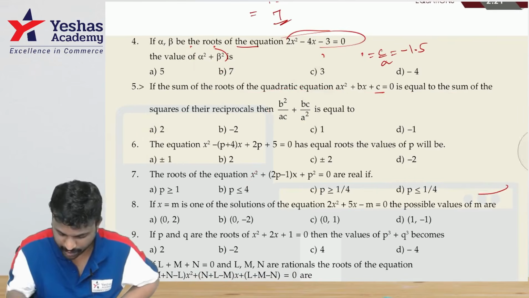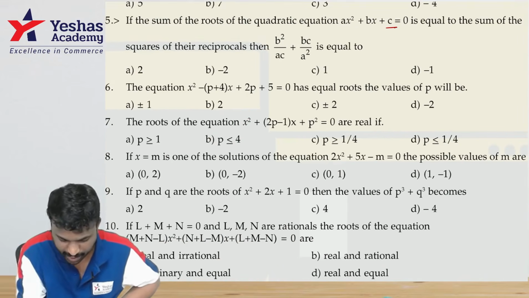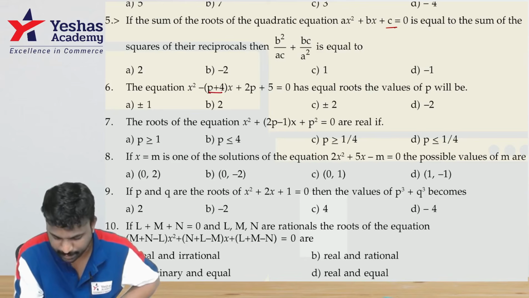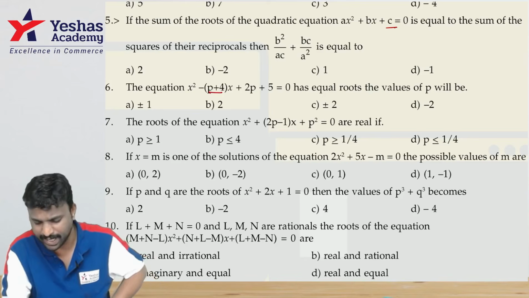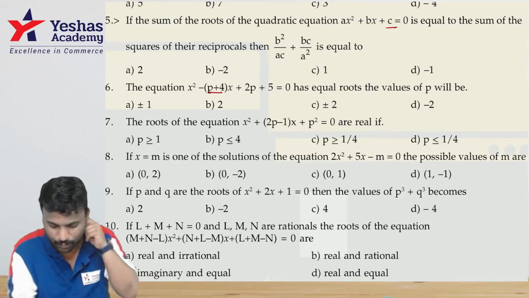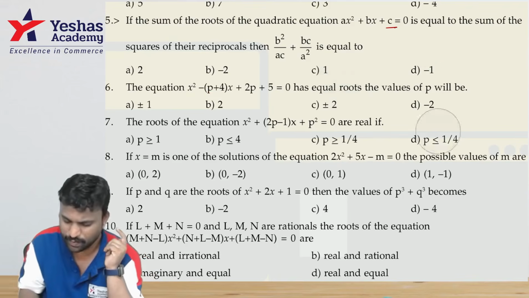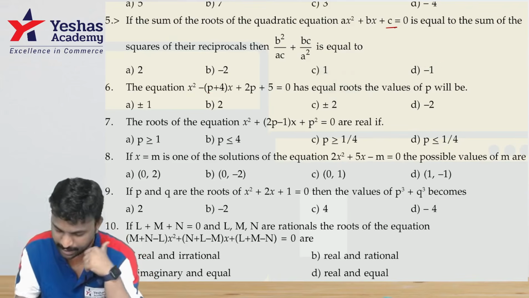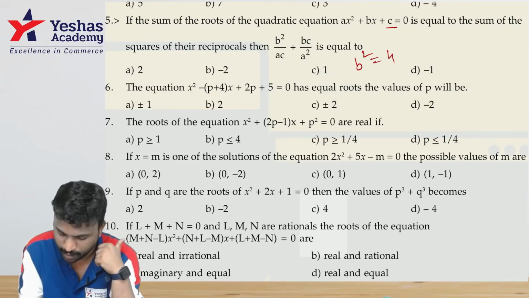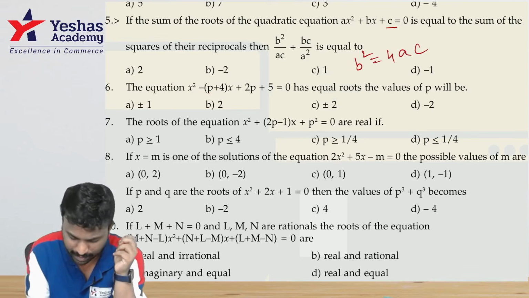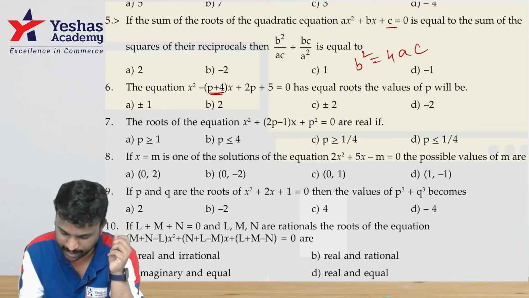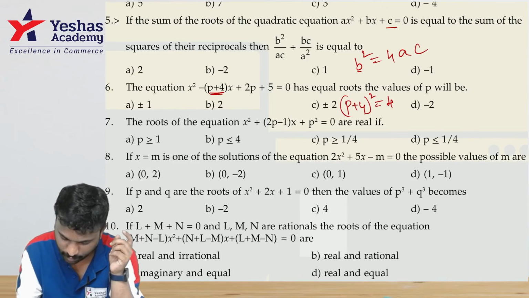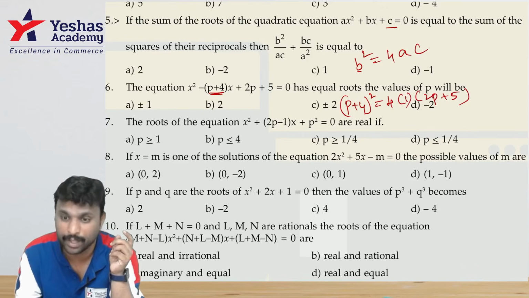Moving on to the next question, question number 6. The equation x square minus p plus 4 into x plus 2p plus 5 equal to 0 has equal roots when the value of p is what? Everybody look at this. Equal roots, what's the condition, guys? The condition for equal roots is b square equal to 4ac. Guys, what is my b value here? Negative p plus 4, correct? So if I square it, I get p plus 4 the whole square is equal to 4 into, what is my a? 1. What is my c? 2p plus 5. You understood?